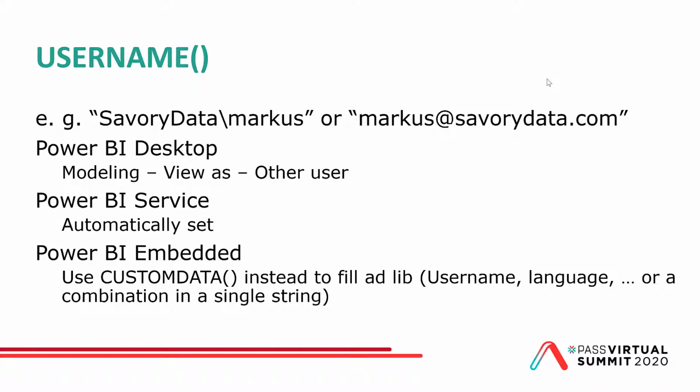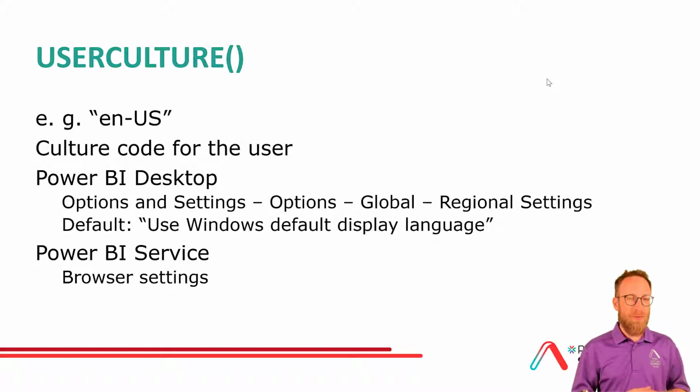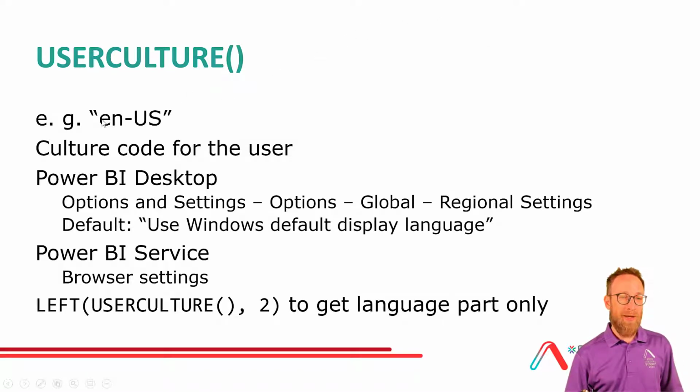And in Power BI Desktop, we could choose this over the modeling view. In Power BI Service, it would be automatically set. In Power BI Embedded, you would use custom data to fill, for example, the language. User culture would also work. This contains, for example, EN-US if your user culture is American English. And you could also filter like that. So instead of having the language ID equal the username or custom data, you could state the language ID should be left of user culture, 2. That means we get the first two characters of the user culture, and this would be the language you're looking for.